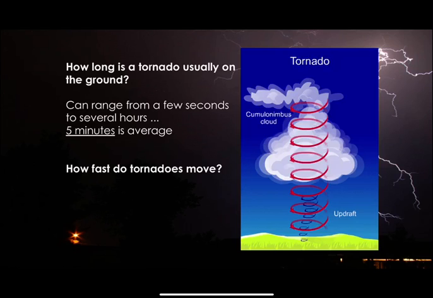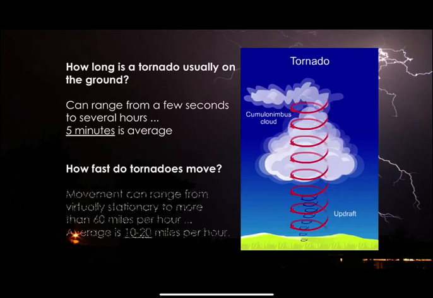How long is a tornado usually on the ground? Well, it varies. They can range from a few seconds to several hours, but most only hang around for about 5 minutes. How fast do they move? Well, that can range as well. Movement can range from virtually stationary, which means not moving hardly at all, to more than 60 miles an hour. Most, however, only move 10 to 20 miles per hour as they move from one area to the next.